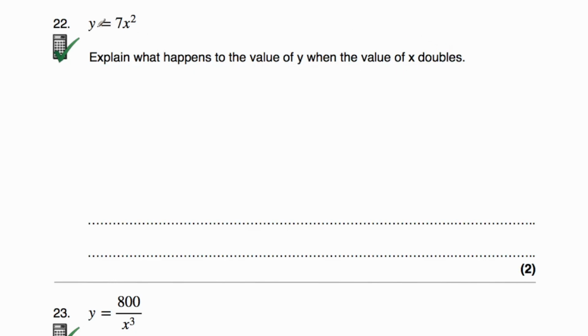Now in this question, we've got y equals 7x squared. That means we're taking the value for x, we're squaring it, and then timesing it by 7. Because remember, the order of operations, we have to square before we multiply. And we've been asked to find what happens to the value of y whenever x doubles.